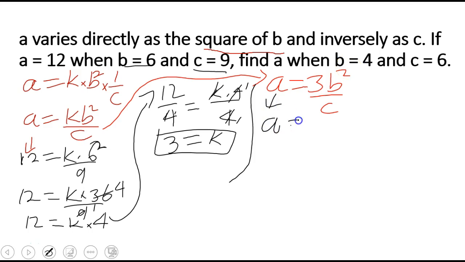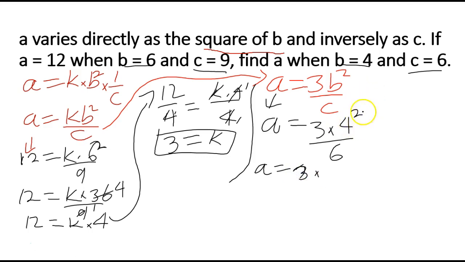So we are finding A equals 3 times B is 4. So we go 4 squared over C is 6. So we replace C with 6. So A equals, again, 3 times. Make sure you square, you do the exponent first before you multiply. Don't do 3 times 4 squared, no. Multiply 4 times 4, you get 16. Okay, and now we can multiply 3 times 16, and then you get 48.